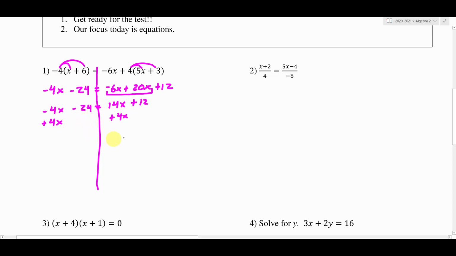Maybe you decided to move the 24. Maybe you decided to move the 12. There's no wrong answer here. You can move whatever thing you want to move first. It doesn't matter, as long as when you're done moving things around, you get x by itself.